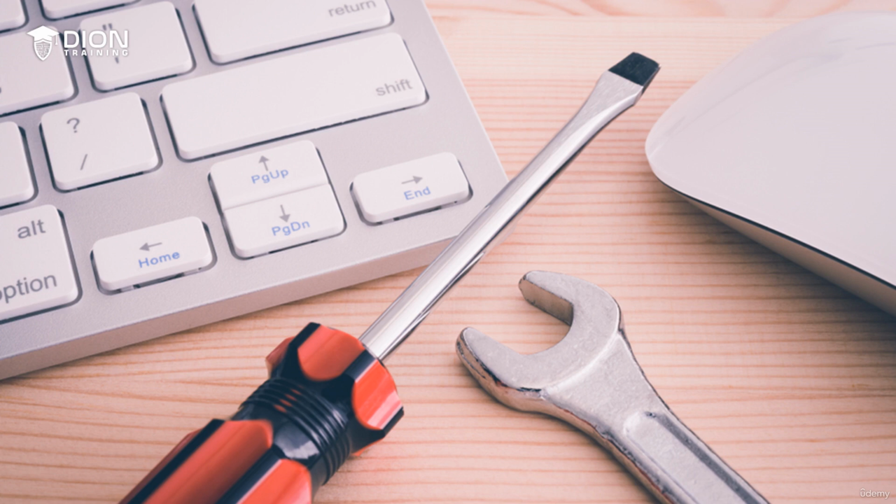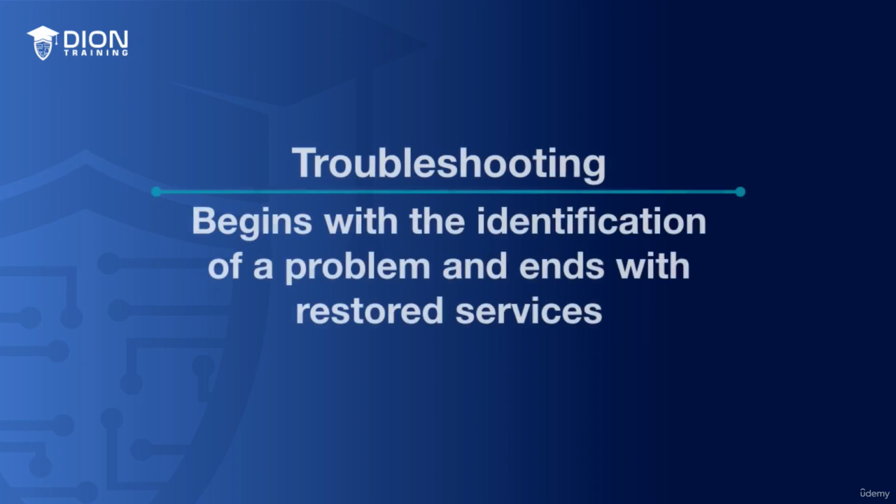Often, you're going to find that the reason something isn't working is because you're facing some sort of permission issue. When this occurs, you need to put your troubleshooting skills to work and diagnose and solve those issues related to permissions. Now, troubleshooting usually begins with the identification of a problem, and it doesn't end until the services have been restored and the problem no longer adversely affects our end users.